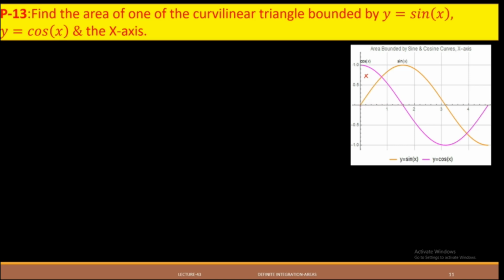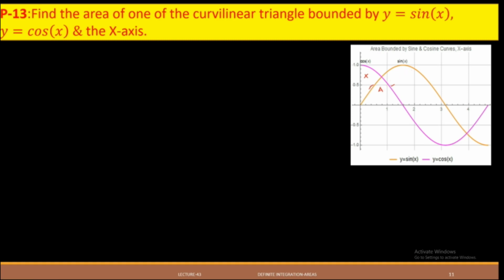One of the sides of the triangle is x-axis, and the other sides are this orange color curve, which is the sin x curve, and the cos x curve. So this is the required area that we need to find out.